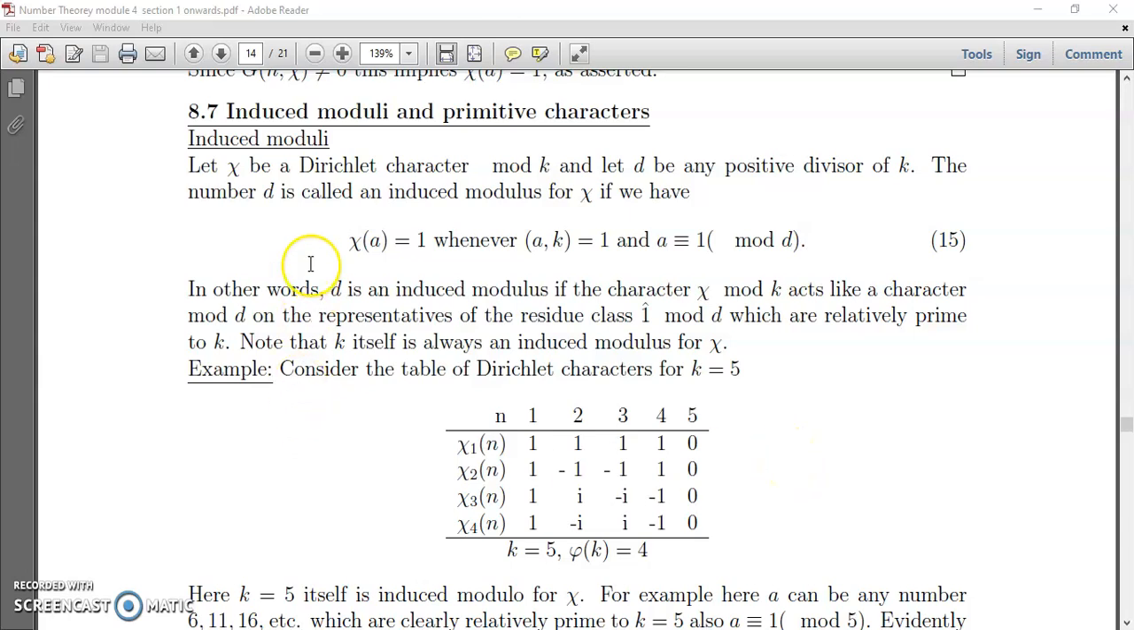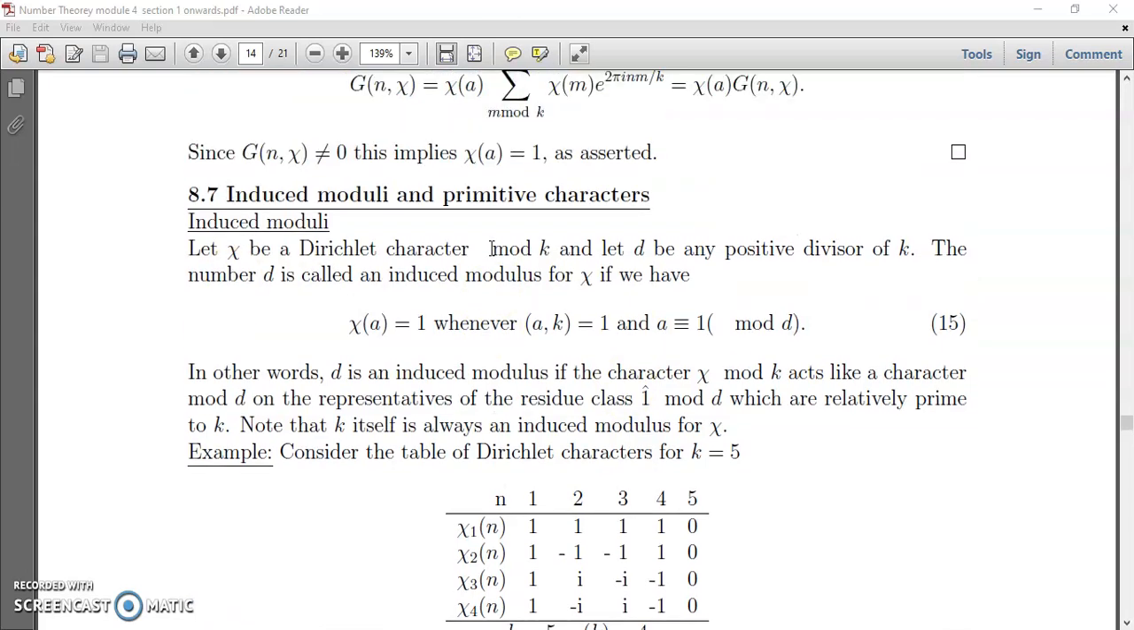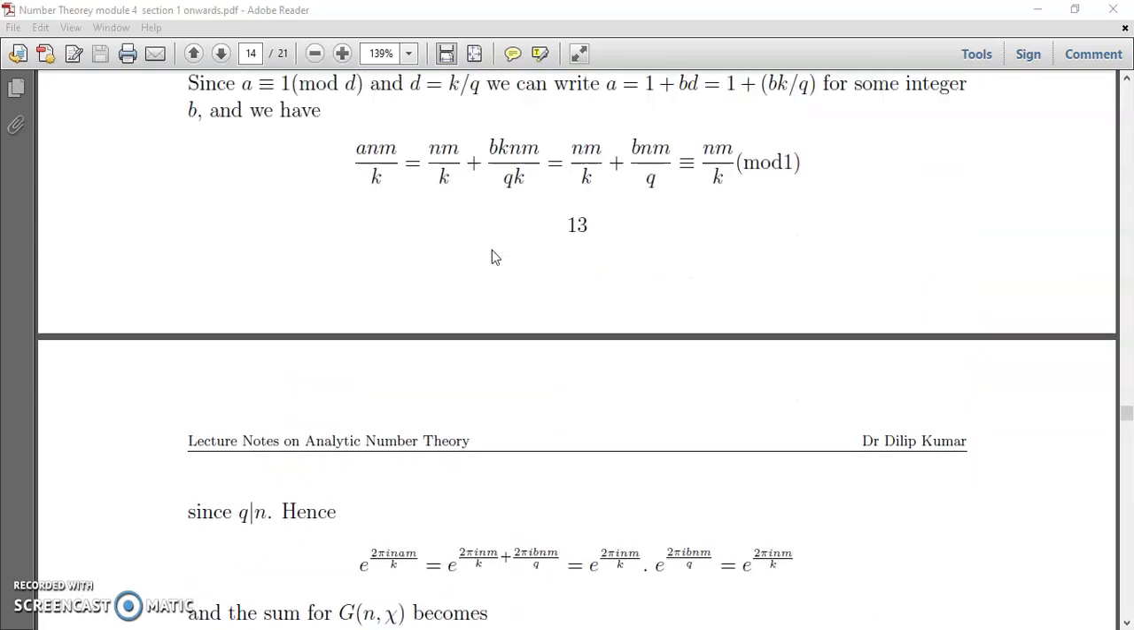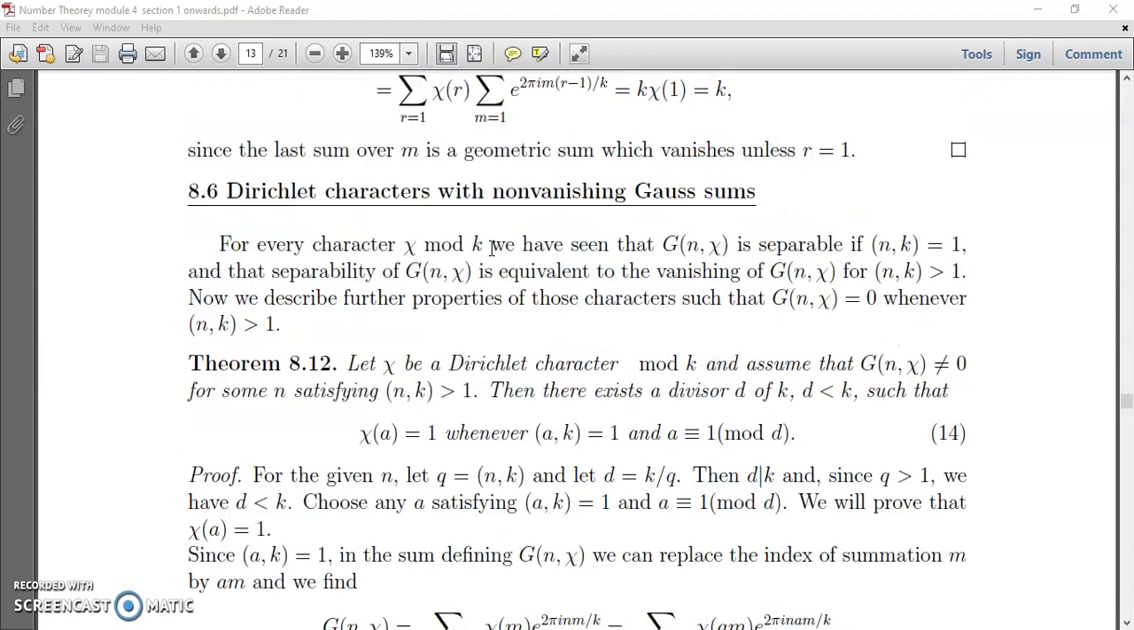Next, we will be discussing induced moduli and primitive characters. So let us go to the definition of an induced moduli. Before that, let us go to the previous theorem which we have studied in the last session.